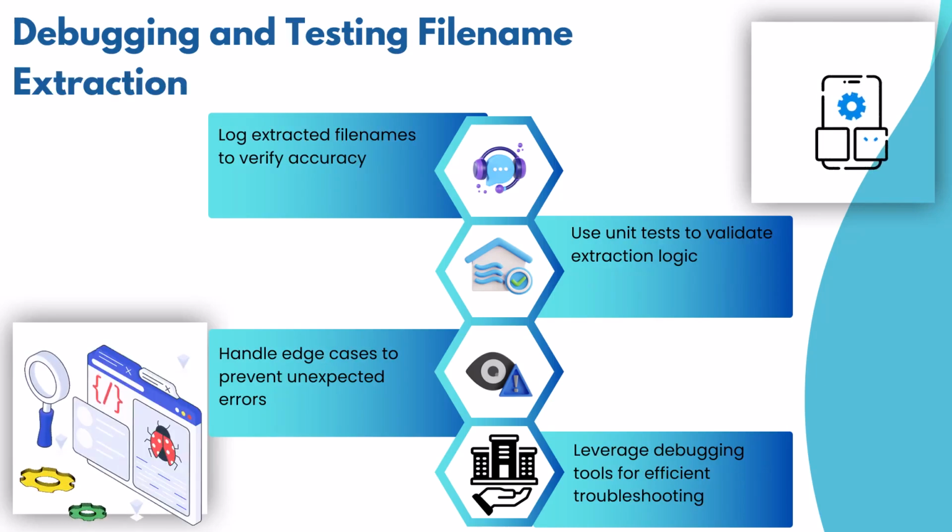Debugging file name extraction is like detective work, except your suspect is a sneaky file with a weird name. Always log extracted file names to check if they make sense. Unit tests help you catch errors before they ruin your day. Edge cases. Yeah, those are waiting to trip you up, so plan for them. And don't forget debugging tools, they're basically magnifying glasses for your code.